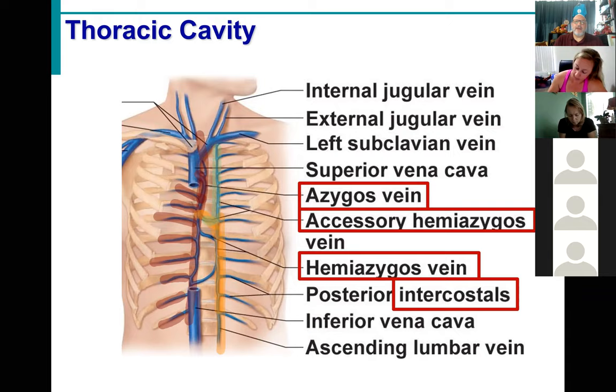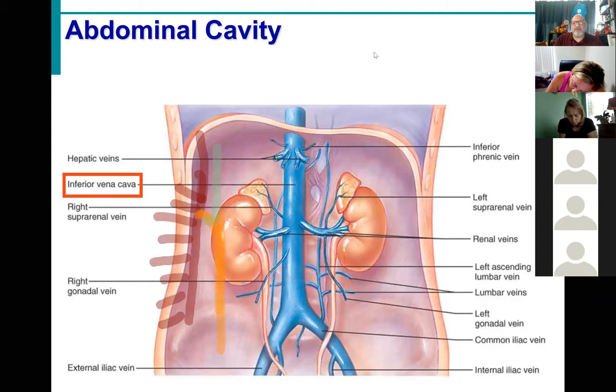And if that wasn't wonky enough for you, let's take a look at what happens in the abdominal pelvic cavity. All right, so any questions on this before we move to the abdominal pelvic cavity?